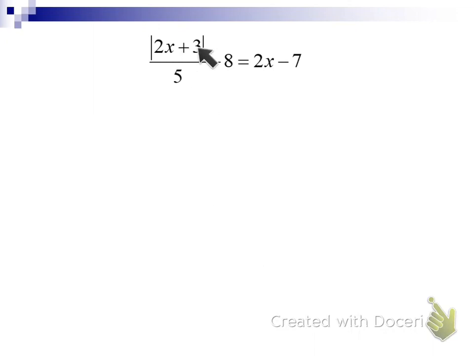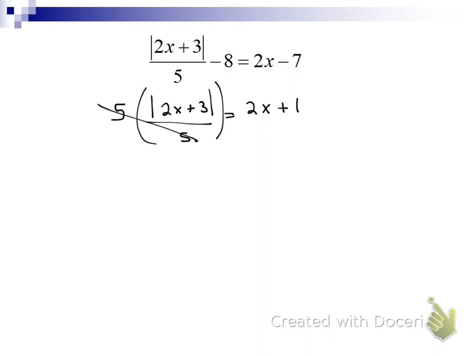Again, the absolute value is not isolated, so first let's add 8. So I have the absolute value of 2x plus 3 over 5 is equal to 2x plus 1. And then I'm going to do what? Anthony, what am I going to do next? Multiply both sides by 5. So now I have the absolute value of 2x plus 3 is equal to 10x plus 5. Agree?